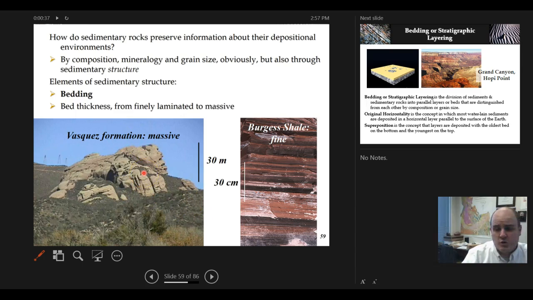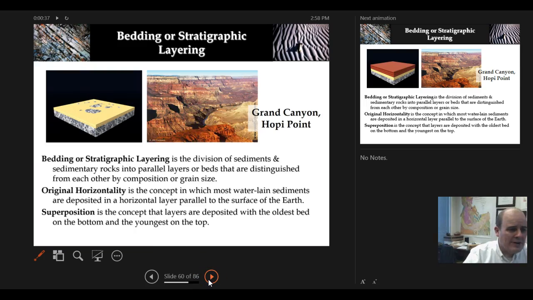So if you have a big storm deposit, you're going to get a larger bed. Slow deposits, maybe in a lake environment, or an offshore environment like the Burgess Shale here, you're going to get nice thin deposits, right? So that layering happens slowly over time. And so this bedding or stratigraphic layering is the division of those sediments over time. You can see that layering and that bedding in the Grand Canyon here. You can see all the different layers of sediment.